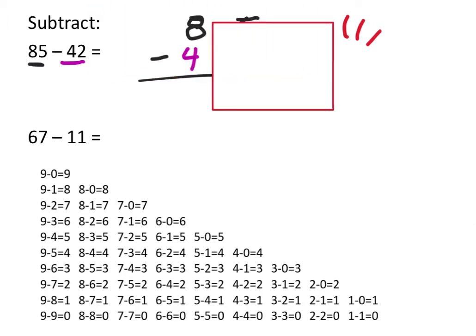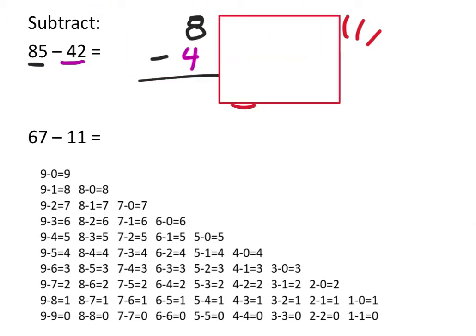Now I focus on the tens place value, which is 8 minus 4. However you put up 8 fingers is up to you. 1, 2, 3, and then subtract 4 fingers. There's 1, 2, 3, 4 right there. So that's 4 fingers up, and that result is 4. 8 minus 4 is 4.